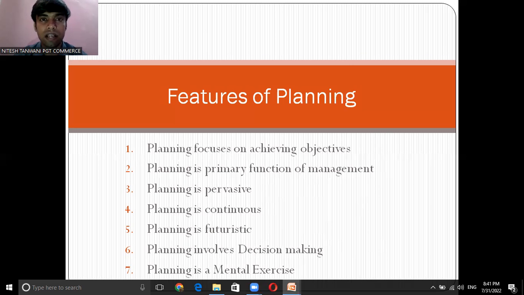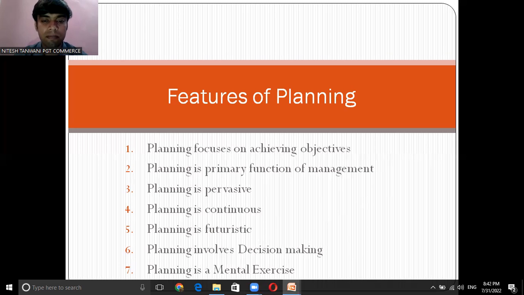Planning is continuous. Once planning is over, then again we prepare the next plans. So planning is a continuous process. It never ends. Planning is futuristic. We decide in advance what is to be done in future, so it is futuristic.